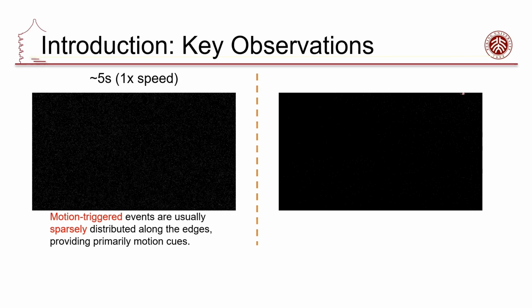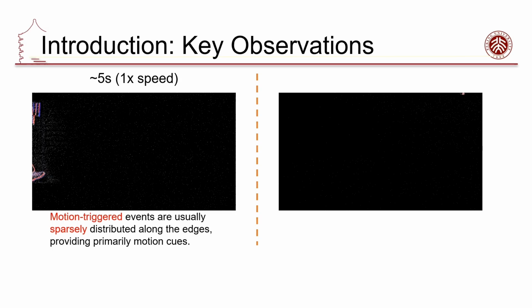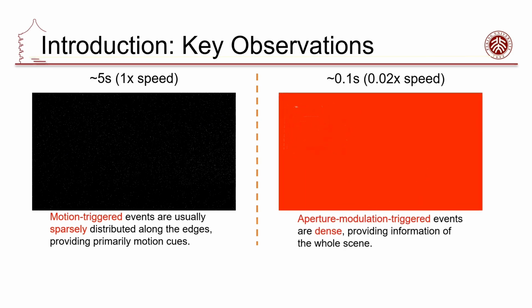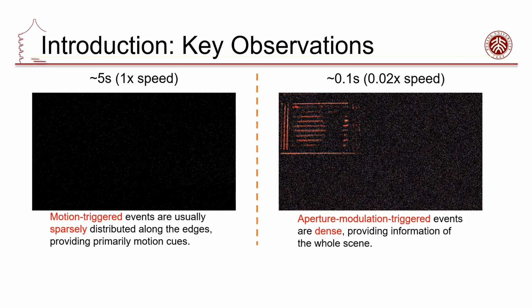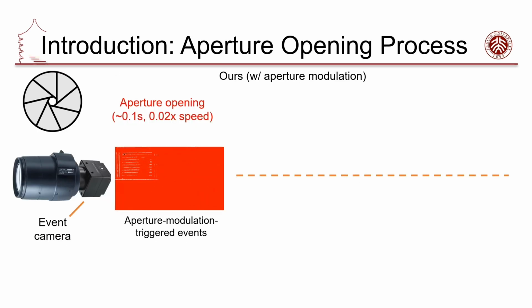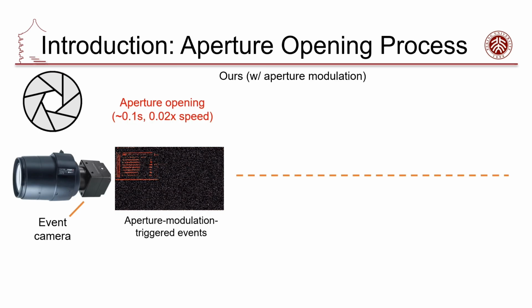In existing methods, event cameras handle the reconstruction problem with motion-triggered events, which are usually sparsely distributed along the moving edges. By contrast, aperture modulation triggered events are dense and provide information across the entire scene. Combining these dense events with sparse motion events enables better reconstruction of static backgrounds. When the aperture opens, the event camera records these aperture modulation triggered events.